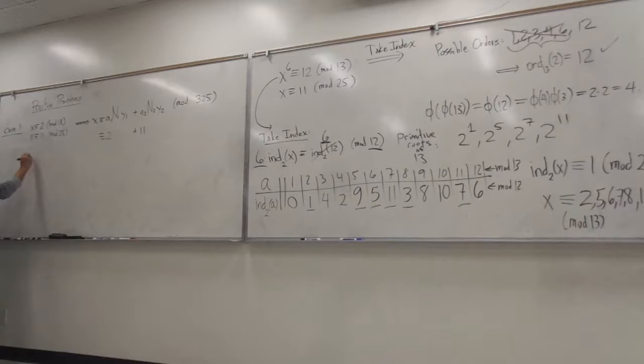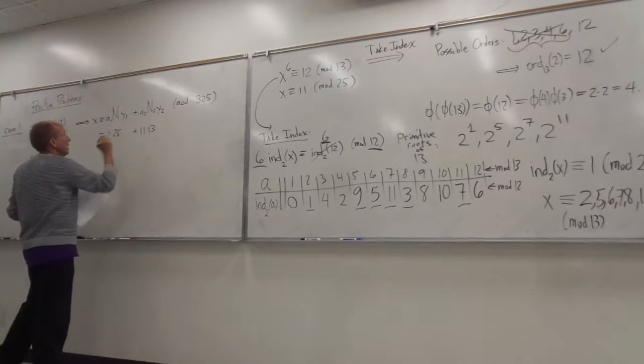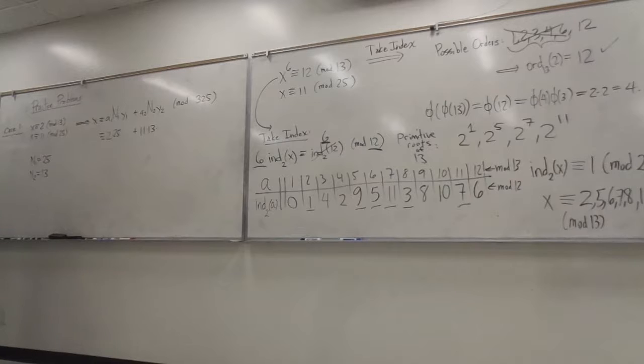Remember that capital N1 is the product of all of the other n's besides the first one. So capital N1 would be 25. Capital N2 would be 13. So I'll put 25 here, put 13 there. And then we've got to figure out the y1. So remember that N1 y1 is congruent to 1 modulo little n1. So 25 y1 is congruent to 1 modulo 13. So what is y1? Can anybody solve that in their head?